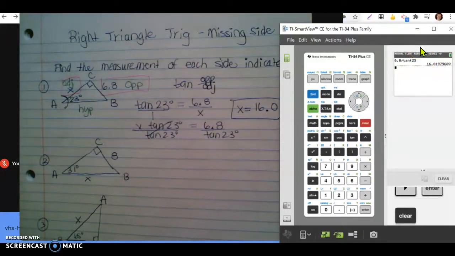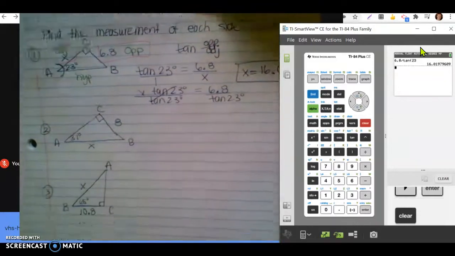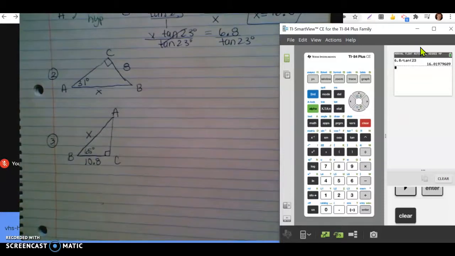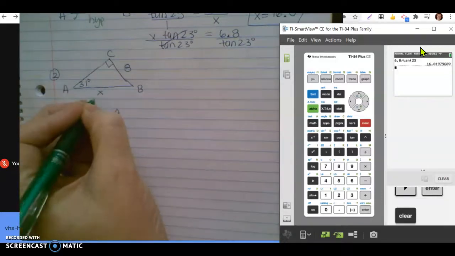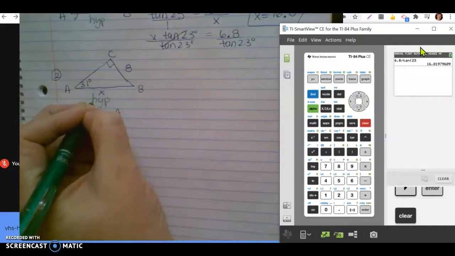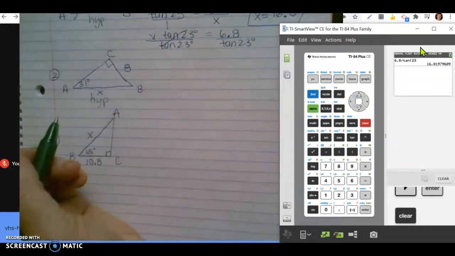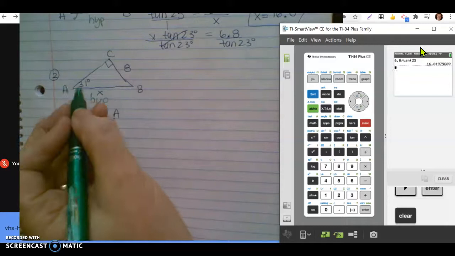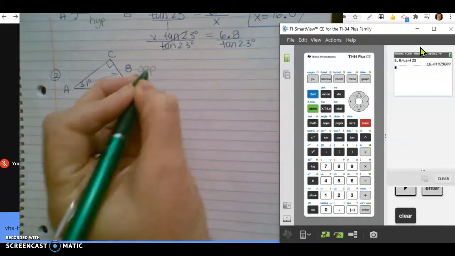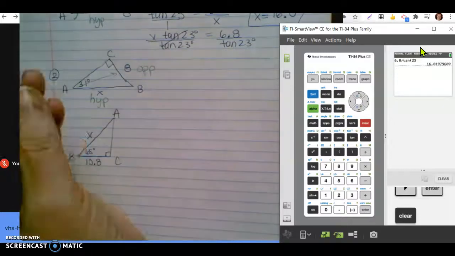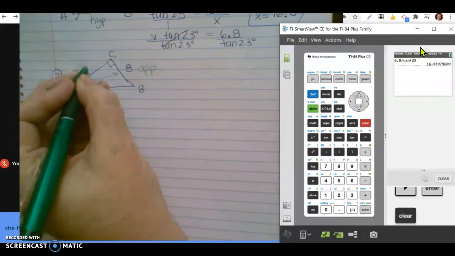So go ahead and pause to write down number two, and then we will come back and work on it. So again, I'm going to label my sides. If you don't have to do this step, then that's great. So this is my hypotenuse, opposite the 90 degrees. So I'm solving for my hypotenuse. I have the opposite for 8, and I don't know anything about the adjacent.